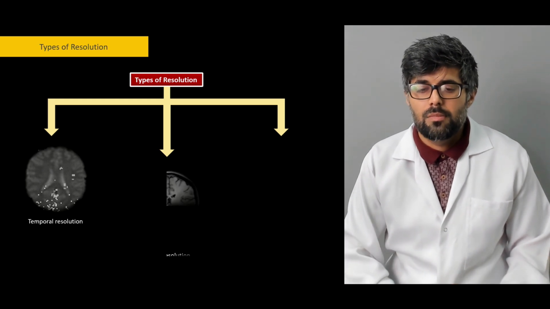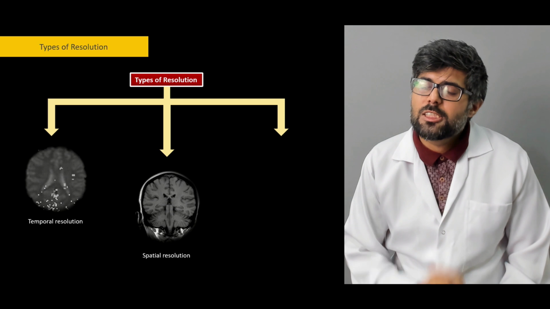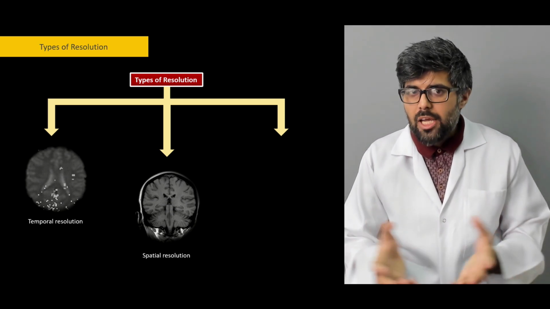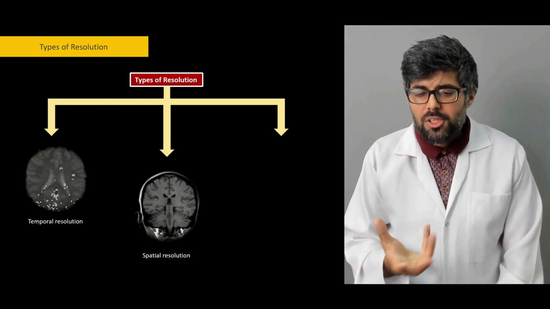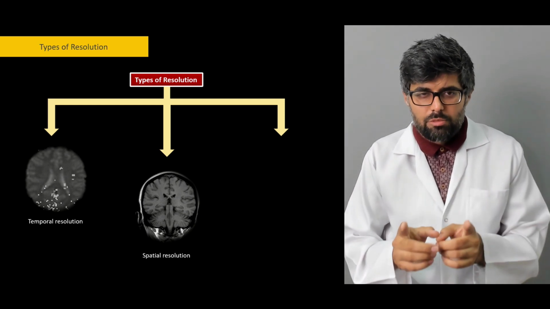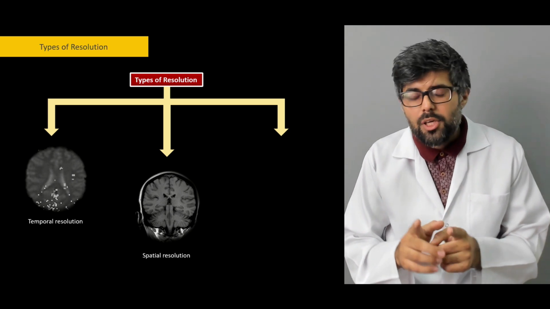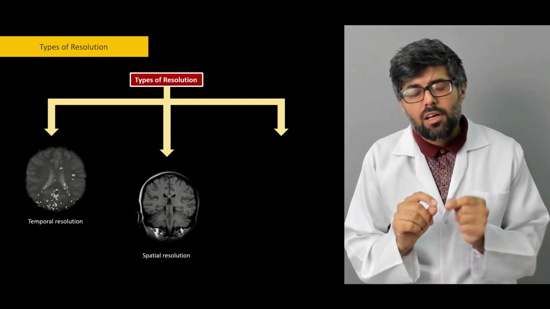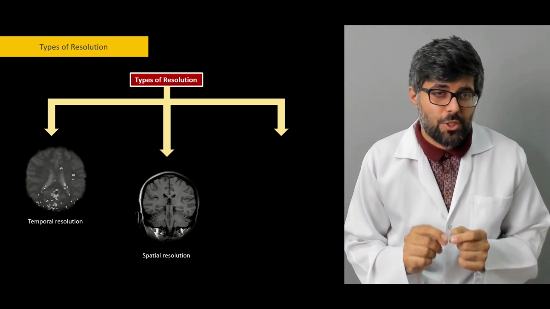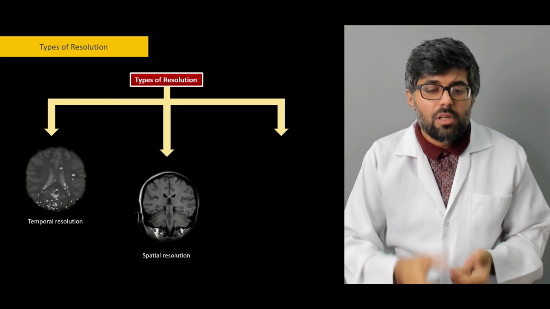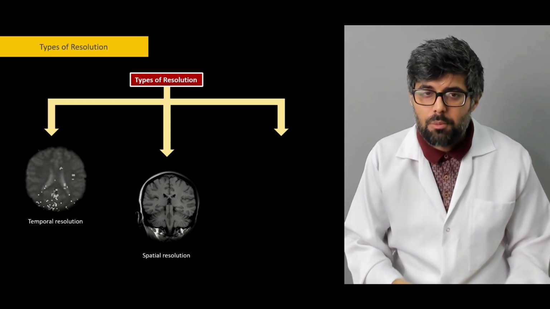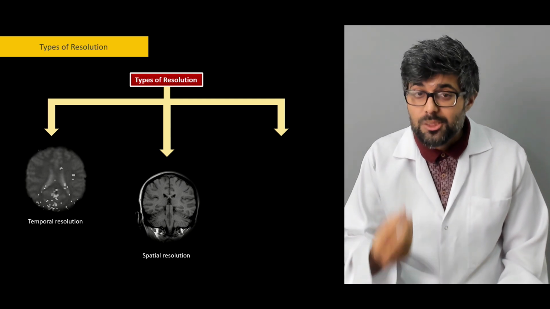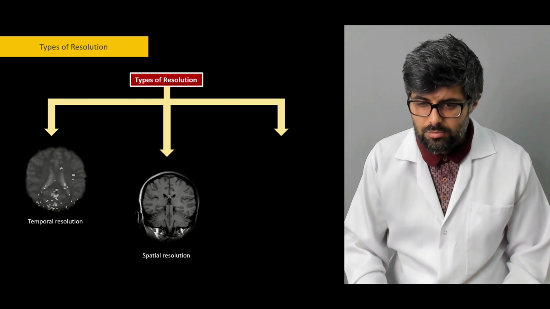Next one is the spatial resolution. Spatial resolution can be described as how far apart, or how close, two points in space can be and still be differentiated. The closer they can be, the clearer the picture is, or simply how clear or how sharp the picture is. That kind of resolution is called spatial resolution.